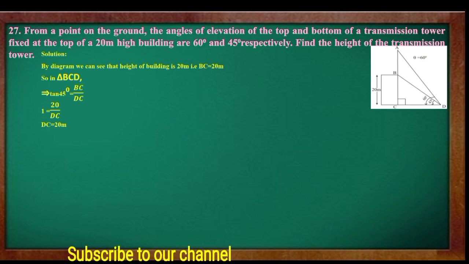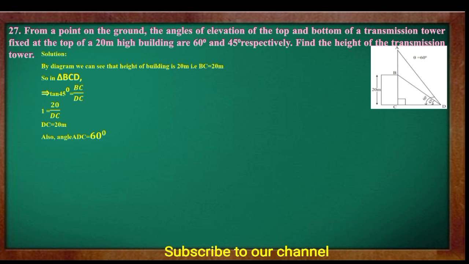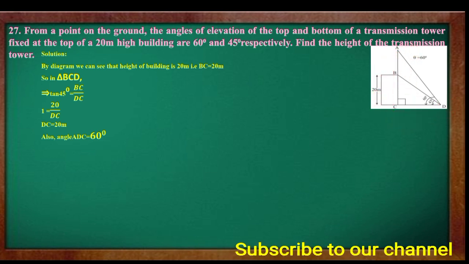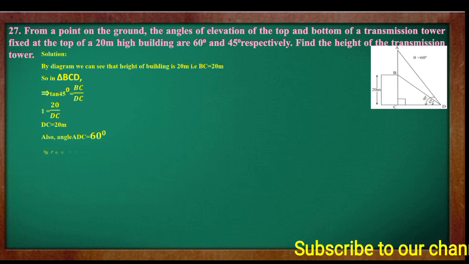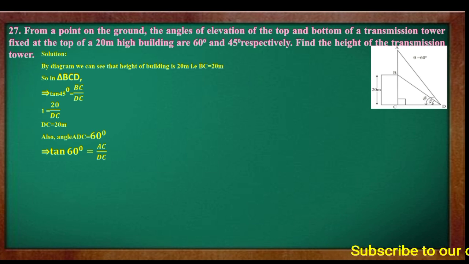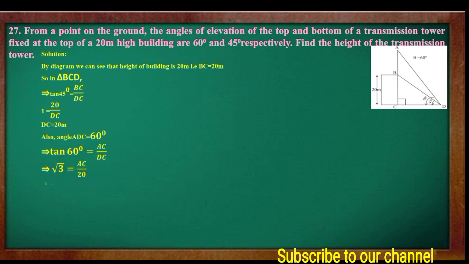DC is equal to 20 meters, and similarly in the triangle ACD, angle EDC is equal to 60 degrees. Therefore, tan 60 degrees is equal to AC by DC. But tan 60 is equal to root 3 and DC is equal to 20. Substituting this, we get AC is equal to 20 root 3.